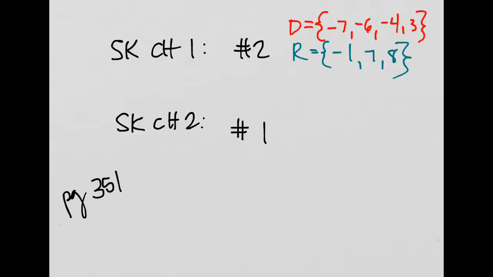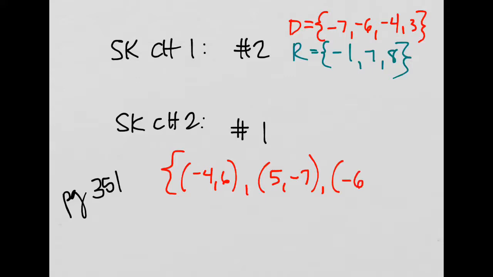Okay, skills check 2, number 1. You basically just had to list. It did not tell you the name of these ordered pairs or the relation, so we didn't have like A equals and then something. You just needed to use the brackets and give me the coordinates to the points. You should have had a -4, 6. We also had a 5, -7, and our last point, what is that, a -6, 5. Okay, those are the 2 answers for our skills check.